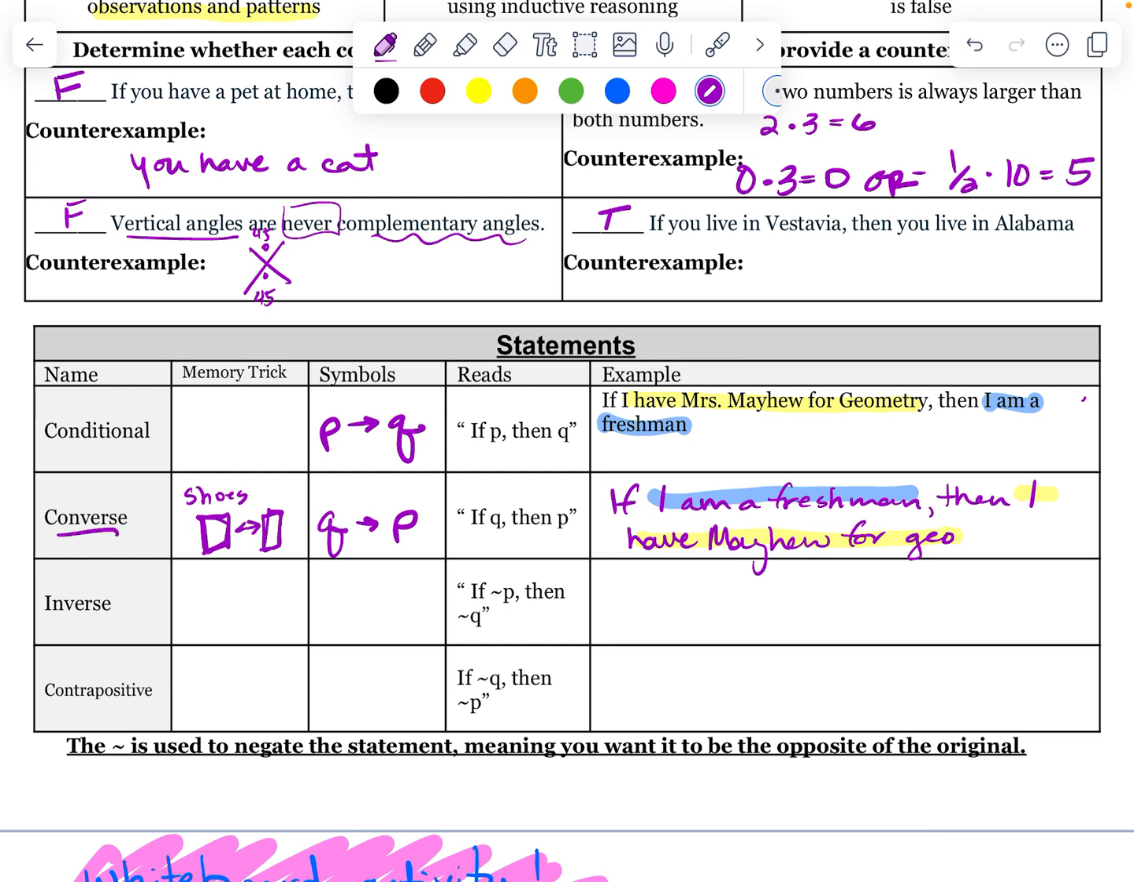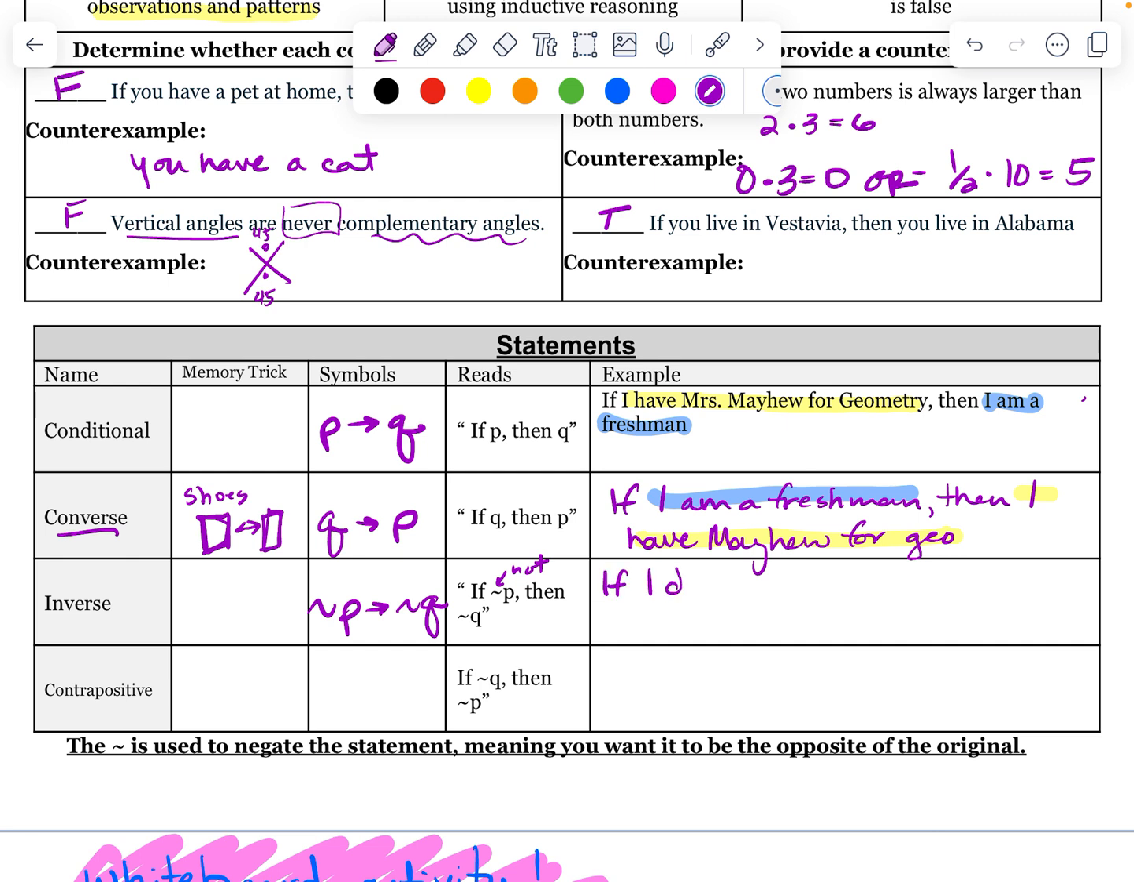Okay, my inverse. This is a Borat joke. Borat would make a comment and he would go, nah. So the inverse, what this little guy right there means is not. So if not P, then not Q. And all you're doing is making it the opposite, the inverse, adding not, essentially, like a Borat joke. So let's see. If I have Miss Mayhew for geometry, so instead of that, we're going to say if I don't have Miss Mayhew for geometry. So that's me adding a not. It's not technically a not, but you know what I mean.